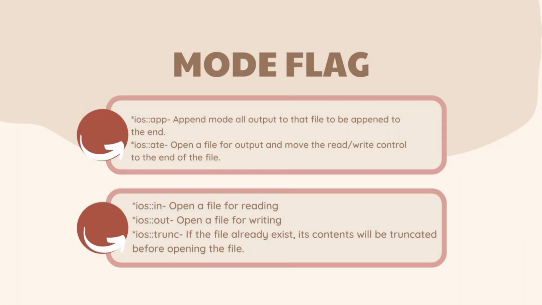Next, the mode flags. ios::app is append mode: all output to a file is appended to the end. Then ios::ate opens a file for output and moves the read/write control to the end of the file. Then ios::in opens a file for reading. Then ios::out opens a file for writing. Then the last is ios::trunc: if the file already exists, its contents will be truncated when opening the file.